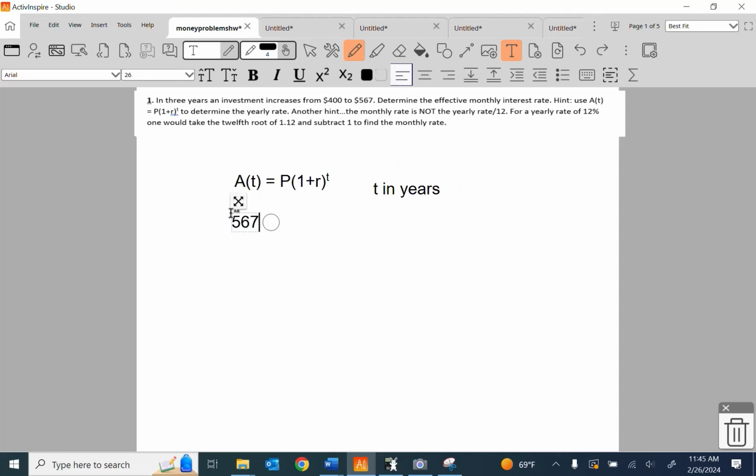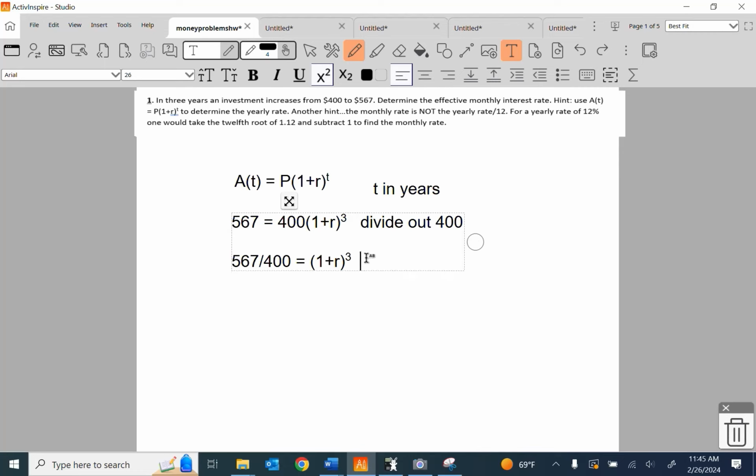So 400 becomes 567 in 3 years. Cool, cubed. I'm going to divide out the 400. So 567 over 400. Notice I hadn't hit buttons in a calculator yet. I'm just not going to. You can express that as a decimal if you want, but I'm not going to.